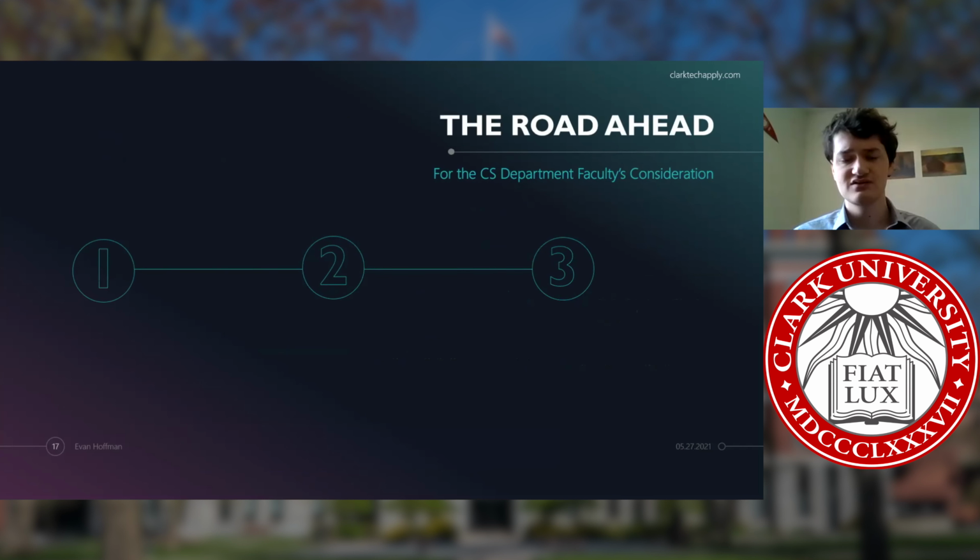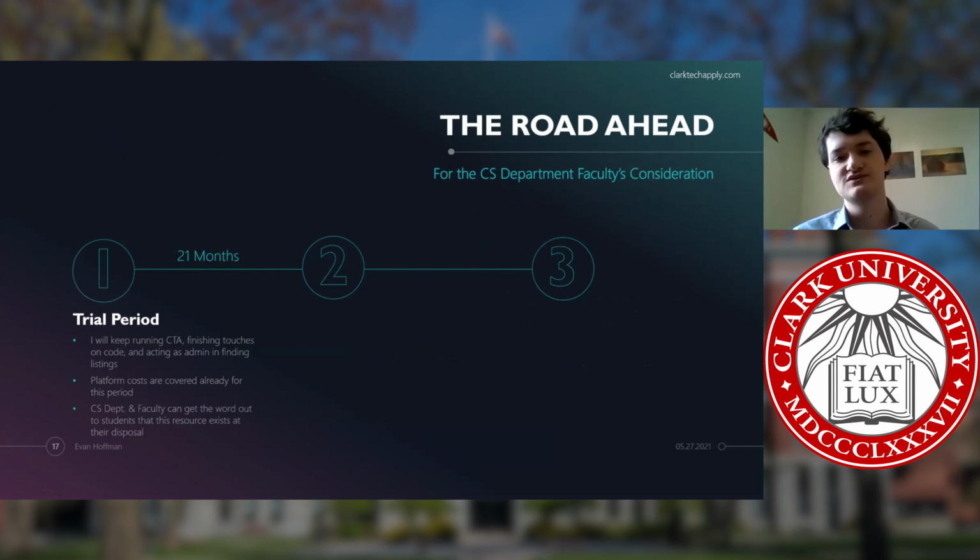So the last thing I'll talk about is the road ahead. Regardless of honors or no honors, whatever happens today, what do I see for this application going forward? Well, for 21 months, which is how long I have those credits for and can run this for free, I envision a trial period. I will keep running Clark Tech Apply. I'll put those finishing touches on the code I just mentioned, and I'll act as the administrator and do the daily research to keep adding those listings every day.